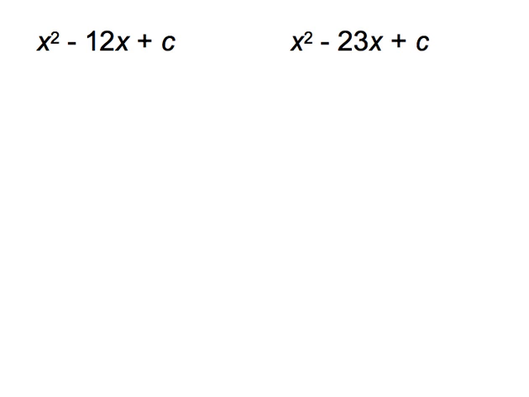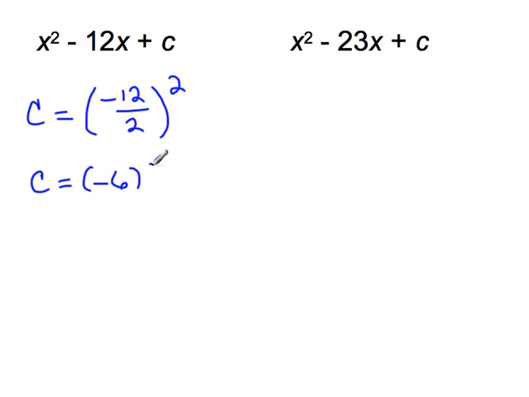The first thing we need to do is figure out what C would be in order to make this a perfect square trinomial. So what we need to do is take half of this B. I'm just going to write this out, negative 12 divided by 2, and then we square it. So C is going to be negative 6 squared, and anytime you square a negative or a positive, your answer is positive.